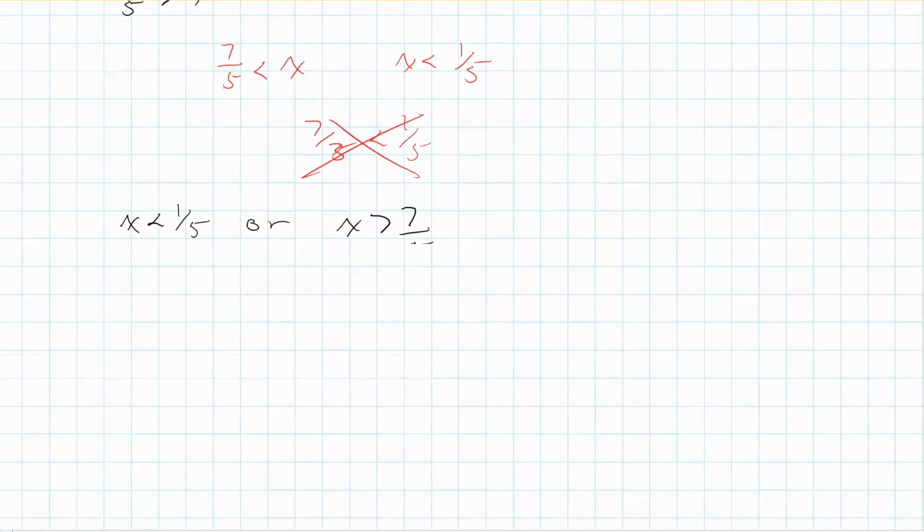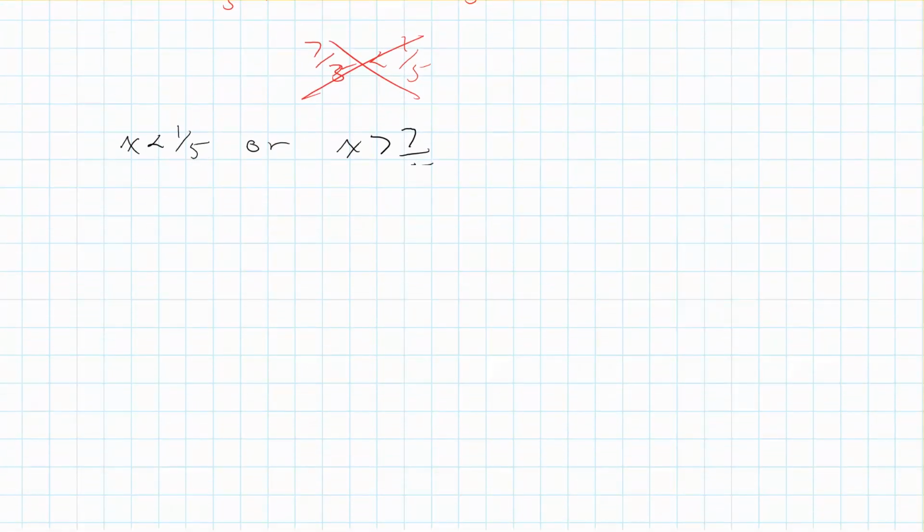Now, as I said, I wanted to do one other kind of sneaky example here. Let's look at this one. It's a relatively simple looking absolute value. The absolute value of x over 10 is greater than negative 5.